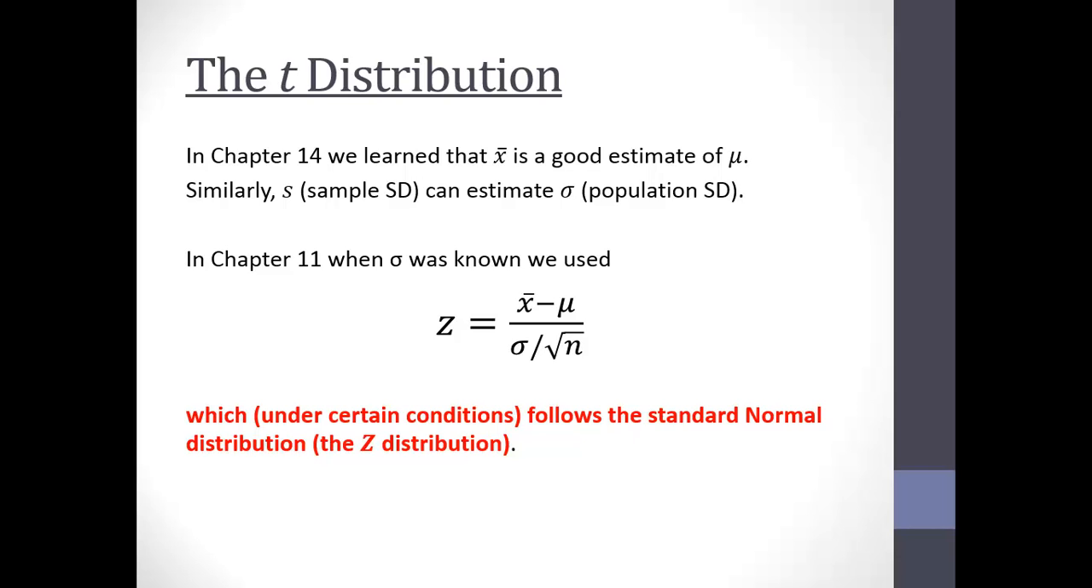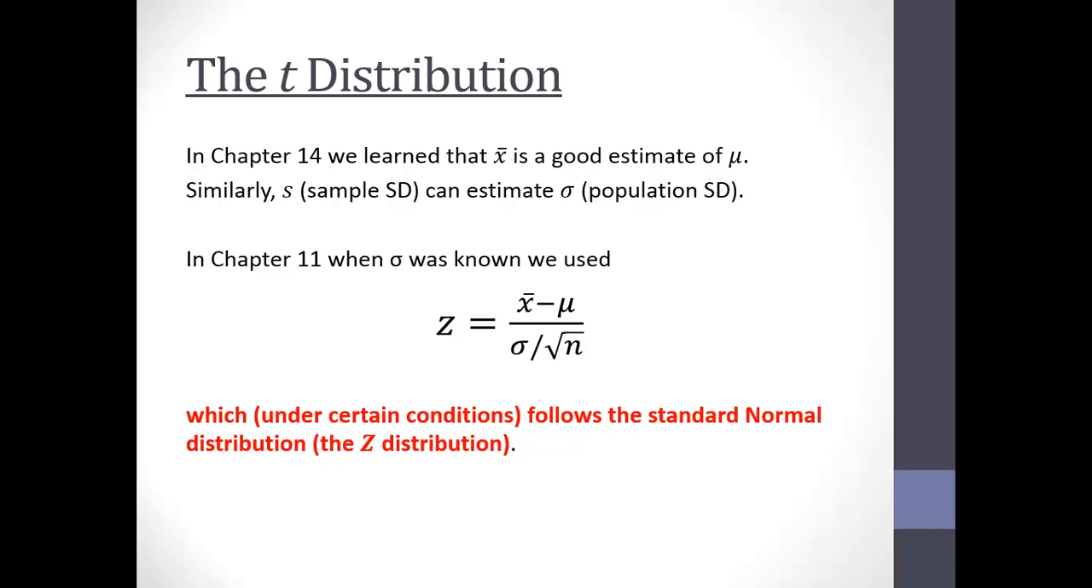So again, if we think about this more realistic situation where we don't know what sigma, the population standard deviation, is, you could think about the same idea: we can use something from our sample to estimate the population quantity. So we can use s, our sample standard deviation, to estimate that population standard deviation.